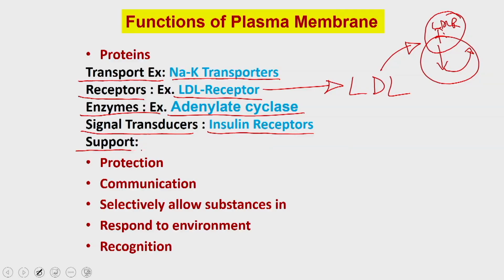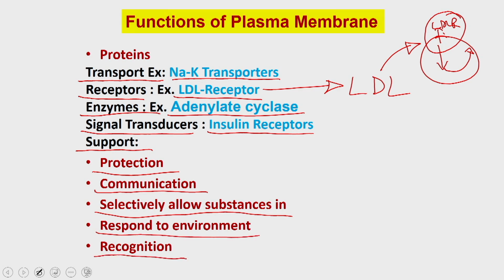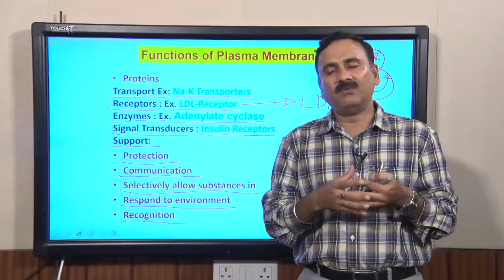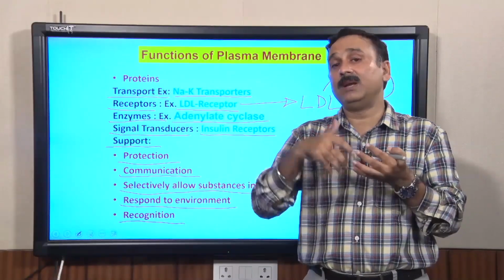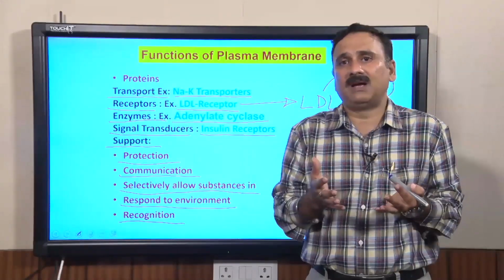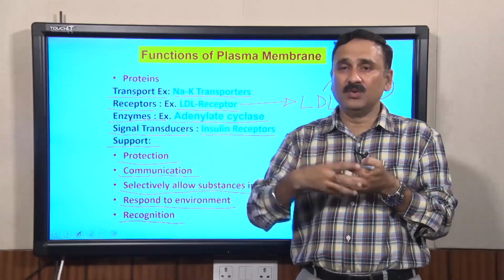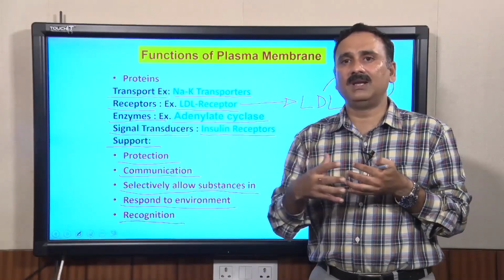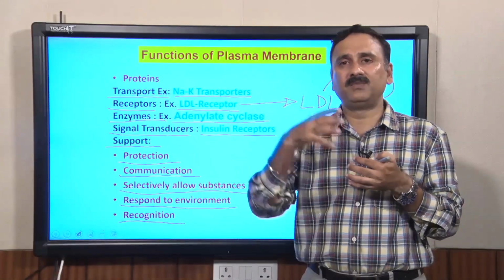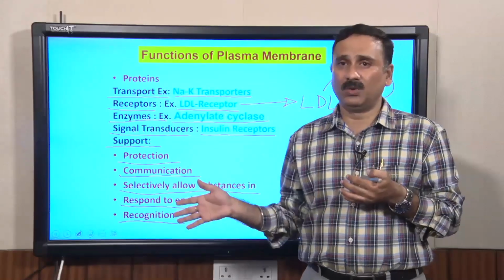Apart from that, the plasma membrane also provides a support system. That support system is required for protection, for communication with the neighboring cells, and it also allows the selective entry or exit of substances into or out of the cell. Then it responds to the environment, and it also works in recognition, which means the plasma membrane contains some receptors or factors which are recognized. One classical example is MHC class 2 or MHC class 1, which is recognized by the immune system to say whether a particular cell is of the same person, which means whether the cell is of self origin or external origin.